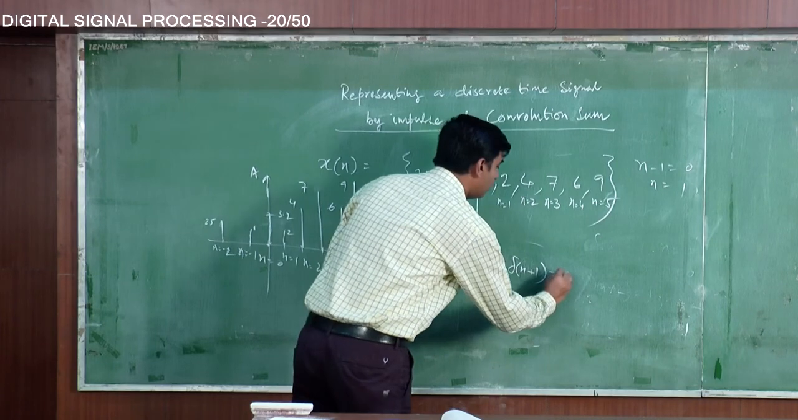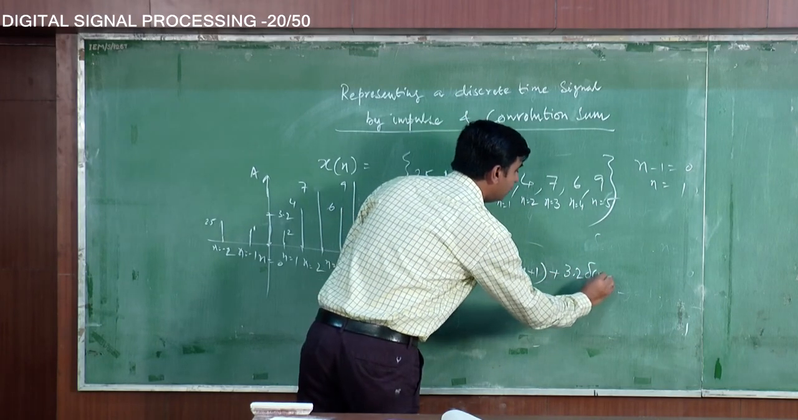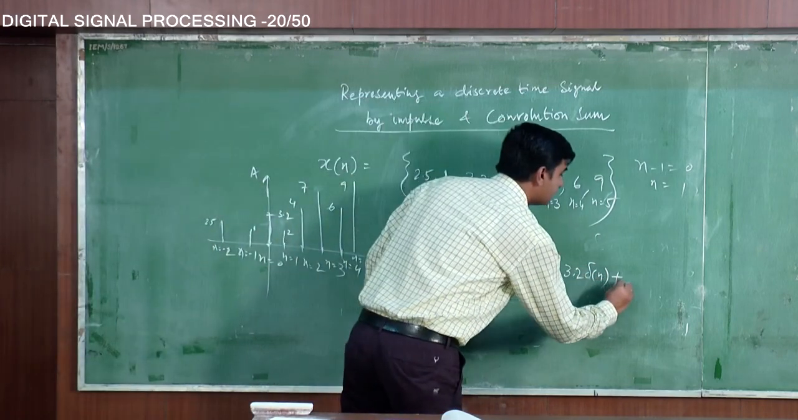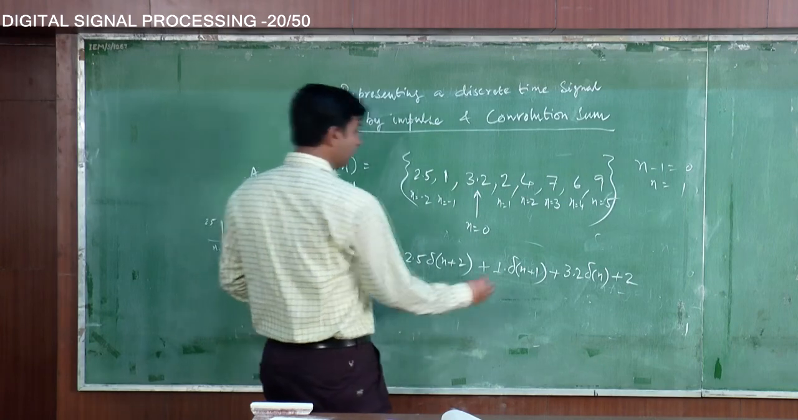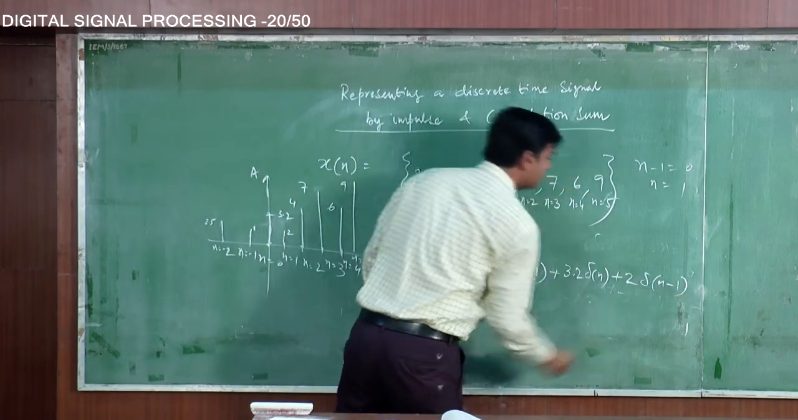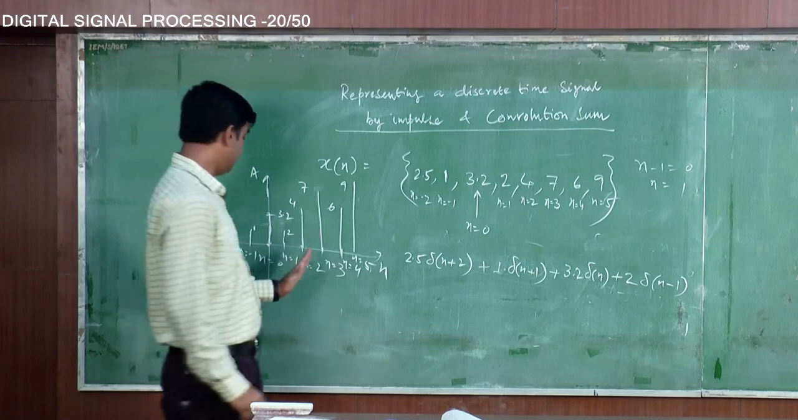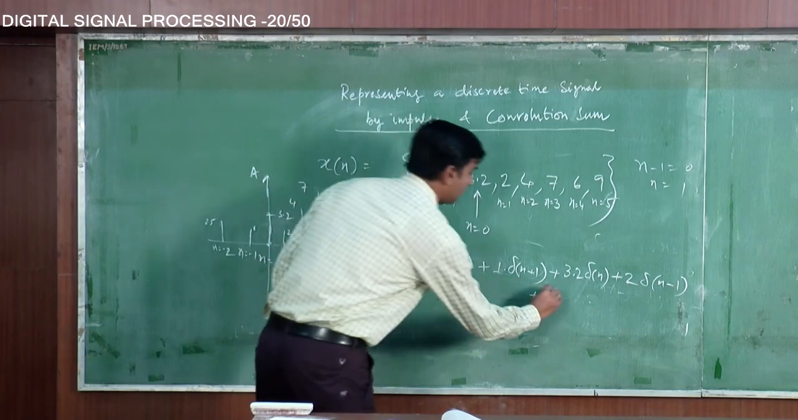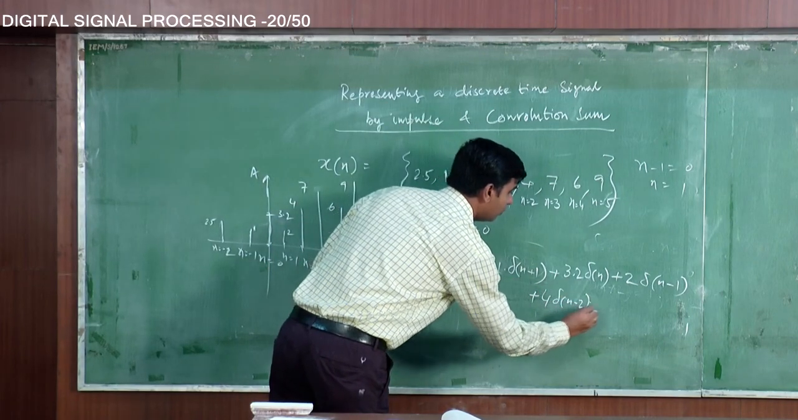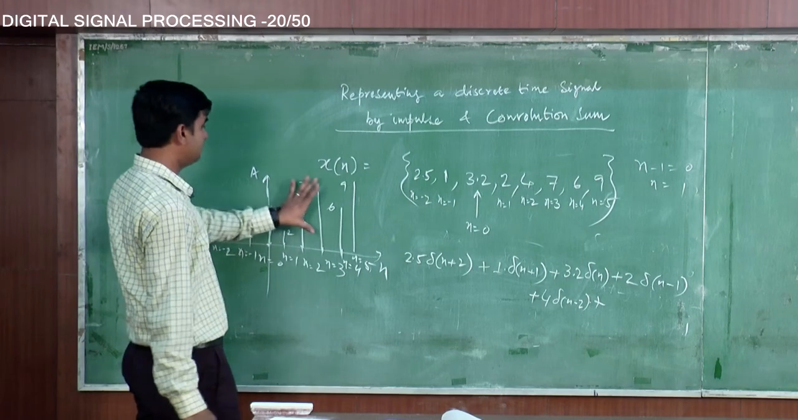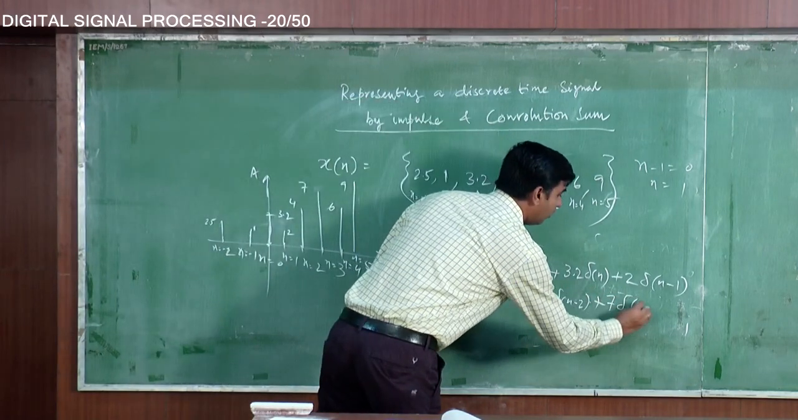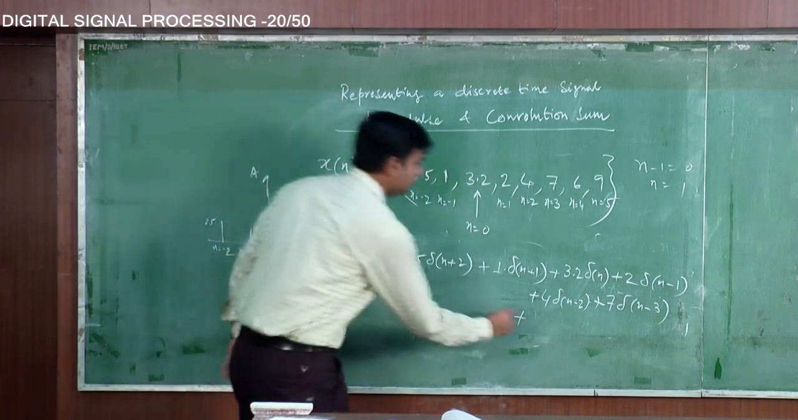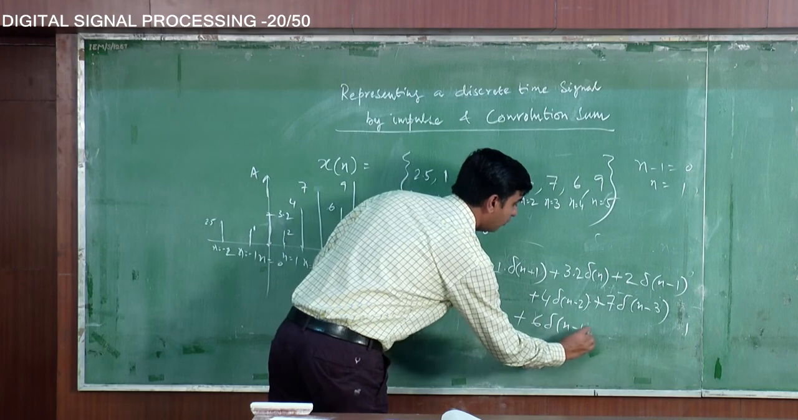So at this point 0, its amplitude is 3.2, the function is del n because it is existing at 0. Likewise plus 2 into del of n minus 1 because it is delayed by 1 instant. Next, again plus this amplitude is 4 into del n minus 2, plus the next amplitude is 7, so plus 7 into del of n minus 3, plus the next amplitude is 6, so 6 into del n minus 4.